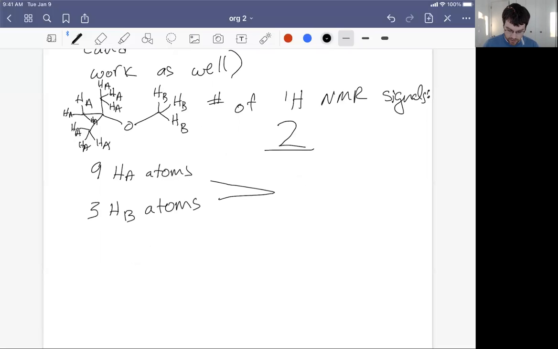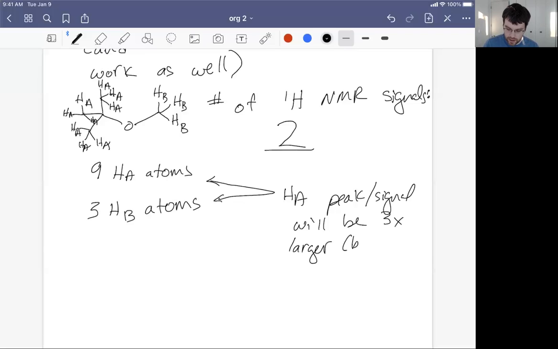With this ratio, the HA peak or signal will be 3 times larger, and that's determined by area, integrating the peak, determining the area under the signal's curve. Again, we don't have to actually do that, but what I want you to gather is that HA will have a peak that is 3 times that of HB.